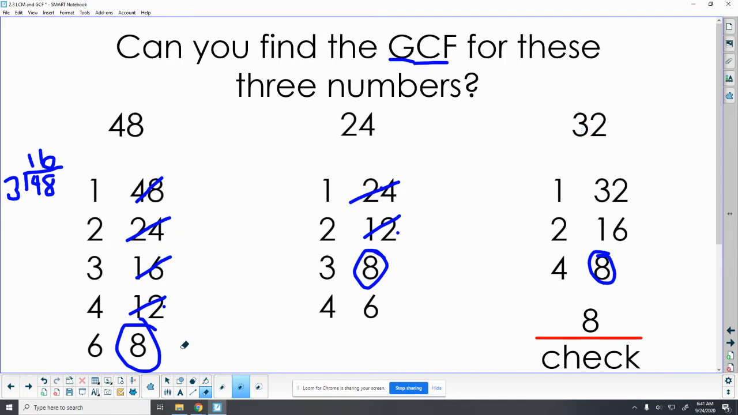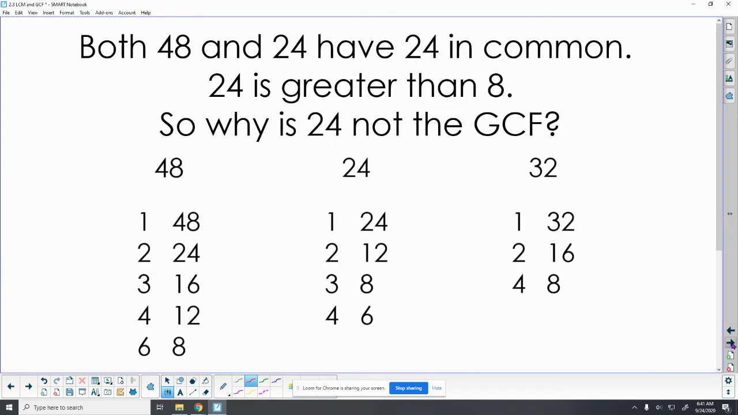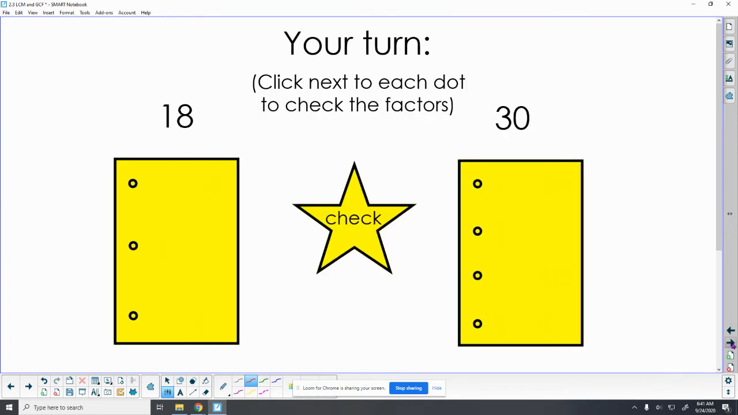So notice I started looking at the biggest number because I want the greatest number. So it makes sense to work backwards to find the biggest number they have in common. So let's try some of those out. So will you pause and see if you can list the 3 factor pairs for 18 and the 4 factor pairs for 30, and then see if you can find the greatest number they have in common. So come back and check when you are ready.